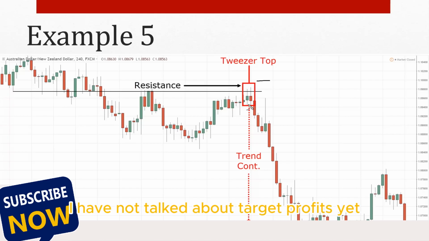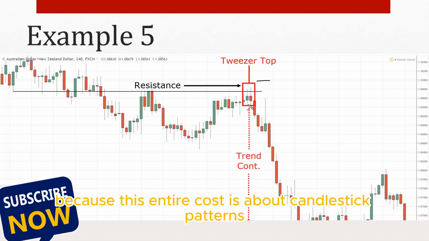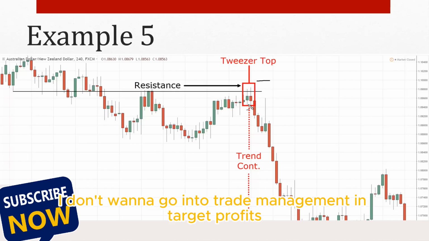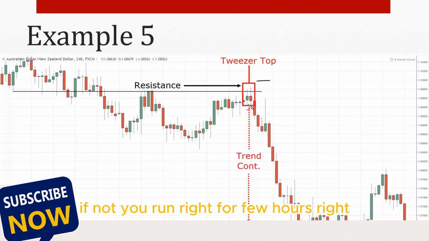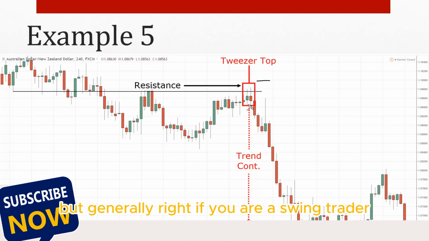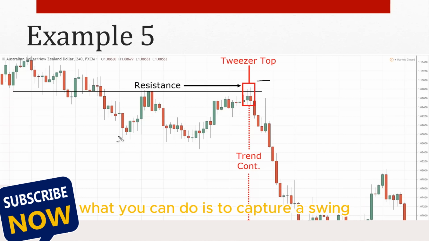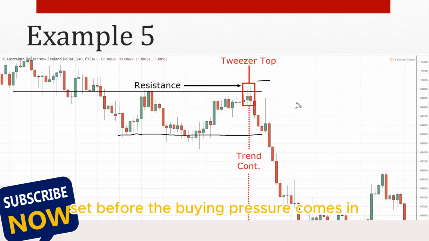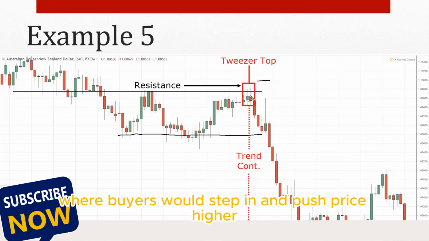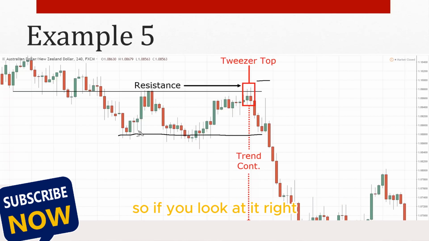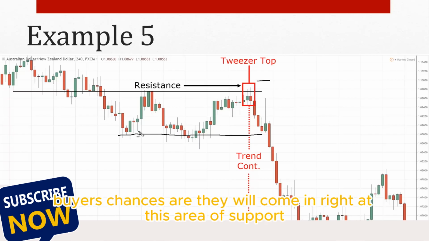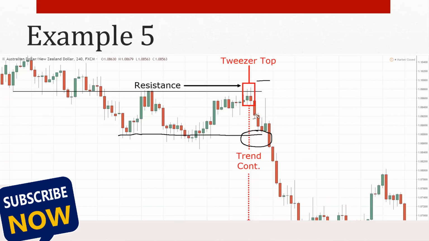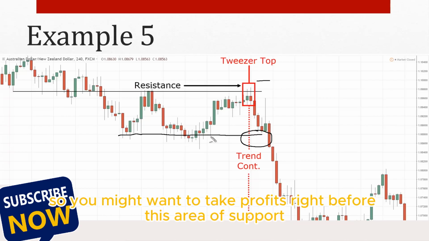If you notice, I've not talked about target profits yet because this entire course is about candlestick patterns. I don't want to go into trade management and target profits, if not, we'd run for a few hours. But generally, if you're a swing trader, what you can do is capture a swing, and look to take profits before the buying pressure comes in. So now you are looking to short. You want to take profits before where buyers would step in and push price higher. So where will buyers come in? Chances are they will come in at this area of support. So you might want to take profits right before this area of support.